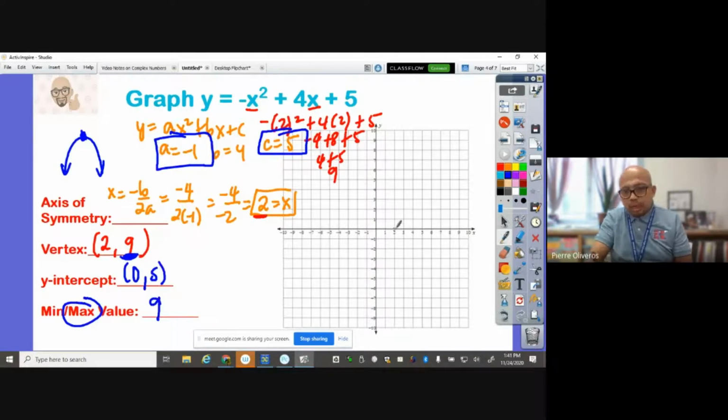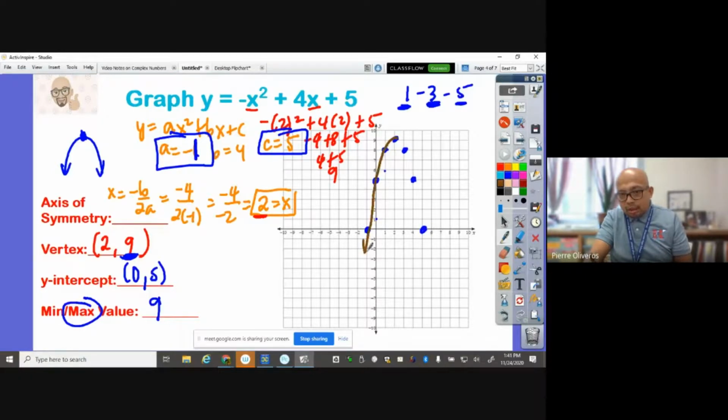We start at 2, 9. 2, 9 is right here. And we're going to apply 1, 3, 5. Since the value of a here is 1, we don't have to multiply the 1, 3, 5 by anything. That means it's going to go down 1 over, down 3 over, down 5 over. So from the vertex, down 1 over to the left, down 3, 1, 2, 3 to the left, down 5, 1, 2, 3, 4, 5 to the left. And then reflection on the other side, to the right and to the right there.